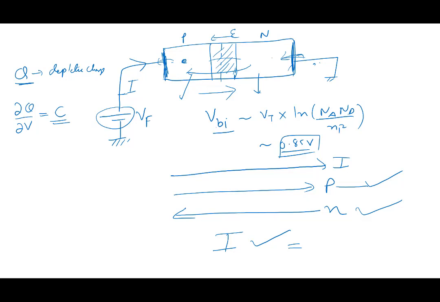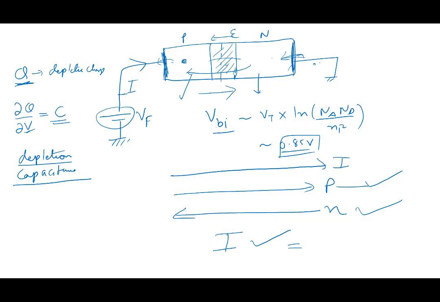There are charges inside a PN junction, and the charge Q is going to change with voltage. And this we will call the depletion capacitance. There is a depletion capacitance. There is charge, and the charge changes with voltage.